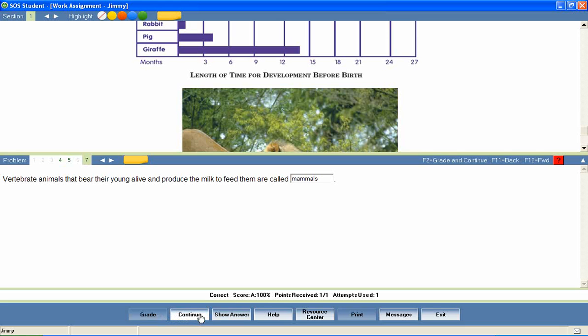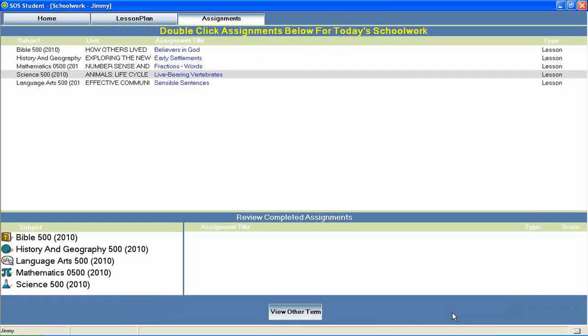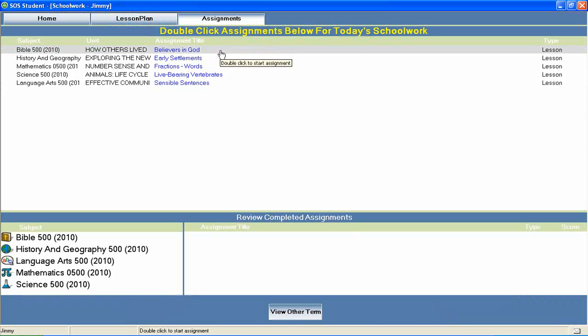first attempt. The lesson is complete when all questions have been answered correctly or when the student has exhausted his allowed attempts on each question. The student can then return to the home page to continue through the rest of his daily assignments.